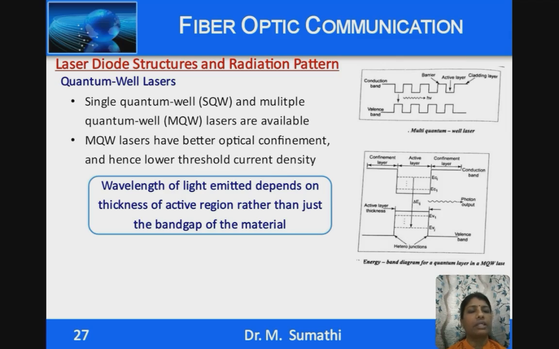And also we have already seen that the wavelength of light emitted by a laser or an optical source depends on the material that is chosen. So, the band gap energy difference determines the wavelength of emission of the photon, but rather than just the material that is chosen, the thickness of the active region in a quantum well laser can also alter the wavelength of emission. So, in a quantum well laser, much shorter wavelengths compared to conventional lasers can be achieved.